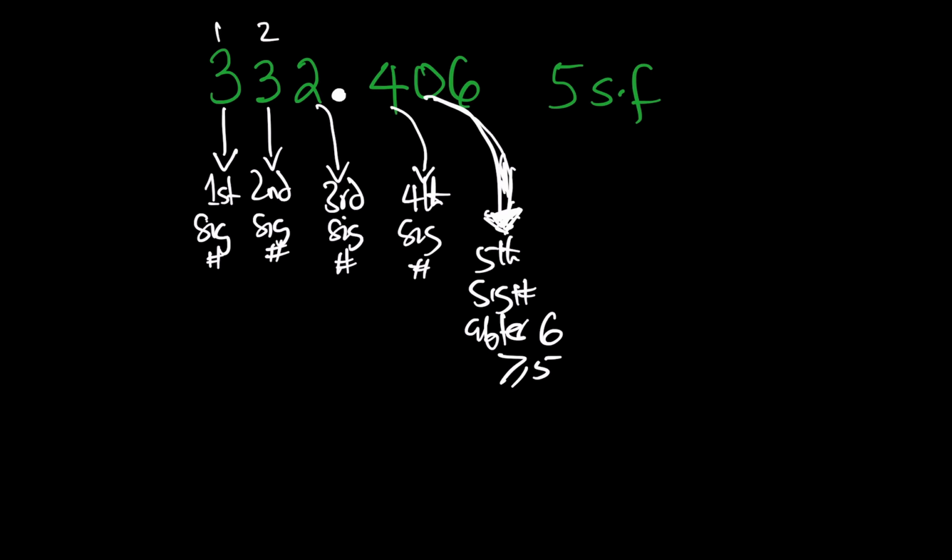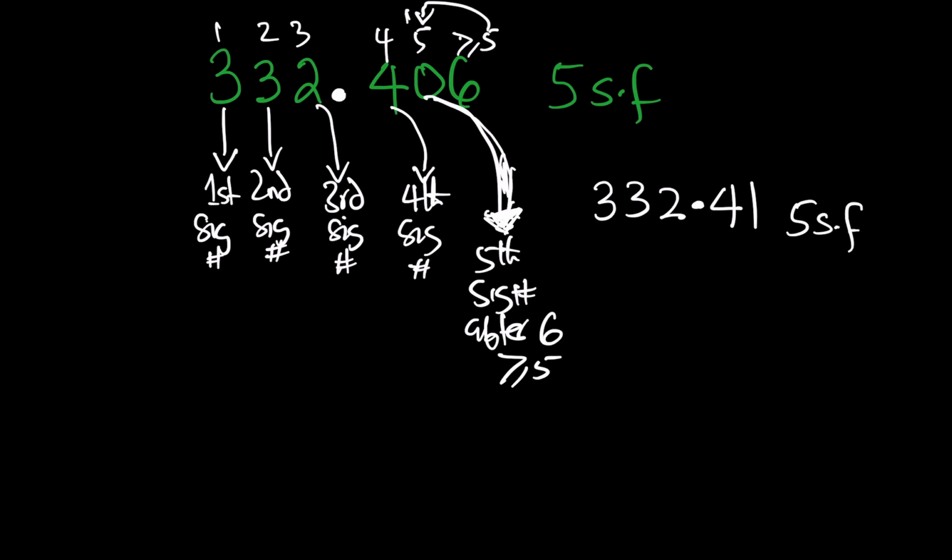So this is our first, second, third, fourth, and fifth number. Here is greater than or equal to 5, so we add 1 here. When we do that, we're going to get 332.41. Can you see that? Dot 4 and 1, and then we put the 5 significant figures beautifully like this. I hope most of the tricks are coming through. Now let's take more.